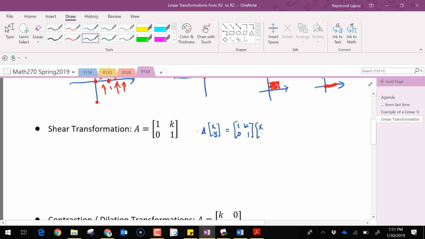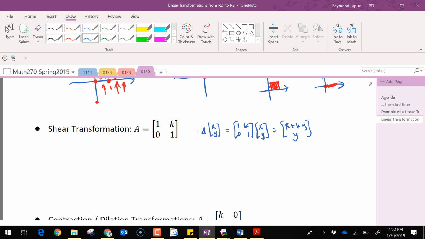And so what's going to happen to your outputs? So what's the first component in your outputs? X plus K times Y. And then just Y. Okay, so it looks like the points that you're dealing with, when I say points, by the way, it's like saying vectors. So whatever point we choose, it looks like the Y is going to remain the same, but your X will change depending on what K is.